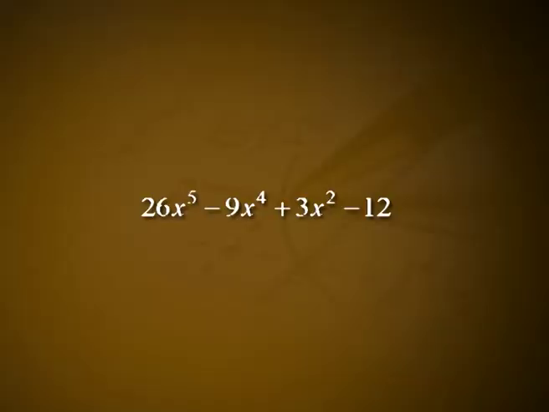Example 6. Taking p equal to 3 in the Eisenstein polynomial, we obtain that 26x^5 - 9x^4 + 3x^2 - 12 is irreducible over Q.